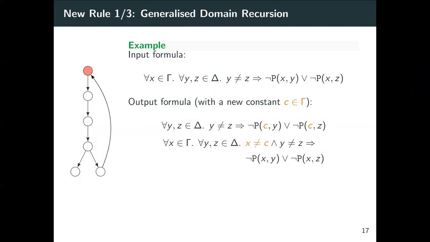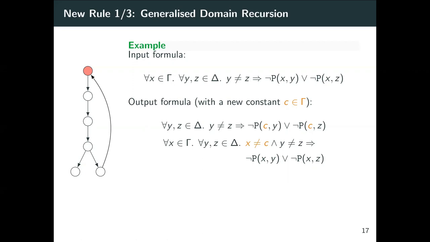So the first compilation rule that we introduce is a more general version of domain recursion. With domain recursion, we choose a domain and we introduce a new constant. And then for every variable associated with that domain, we consider two possibilities. Either it's equal to the constant or it's not equal to the constant. So here in this example, if we choose the domain gamma, in the first clause, we have this variable x replaced with this new constant c. And in the second clause, we have this additional constraint that x must not be equal to c. And so obviously this new formula is equivalent, assuming that the domain is non-empty.